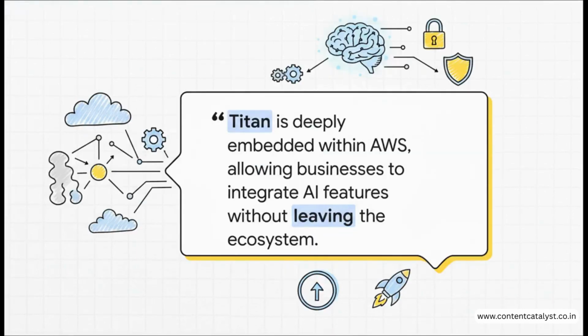Now, Amazon's own model, Titan, has a pretty cool advantage. Since it's built by Amazon for Amazon's cloud, it's just deeply connected to everything else in the AWS ecosystem. So if you're a business that's already all in on AWS, this is huge. It means you can add these powerful AI features super smoothly without ever having to step outside of the secure environment you already know and trust.